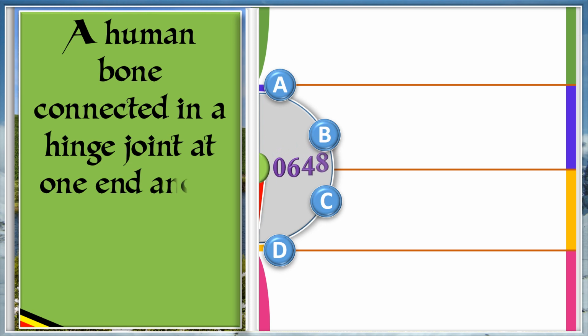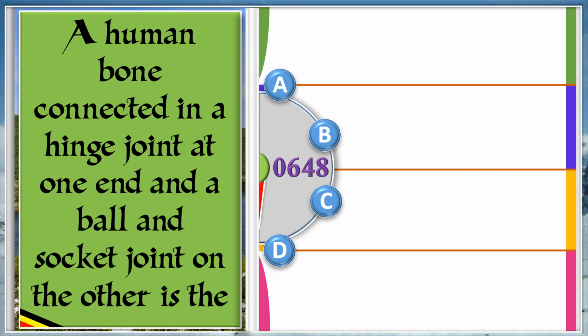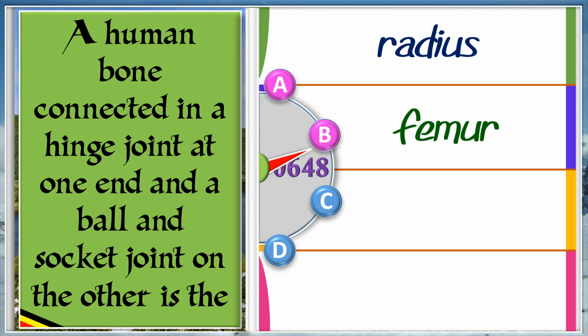A human bone connected in a hinge joint at one end and a ball and socket joint in the other is the A. Radius, B. Femur, C. Ulna, D. Tibia. And the answer is B. Femur.